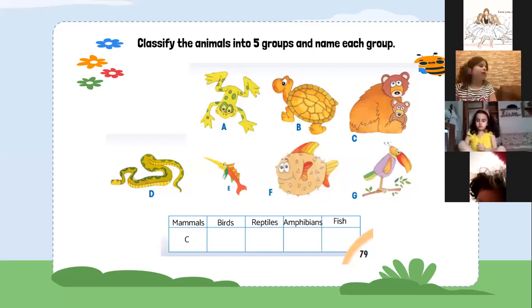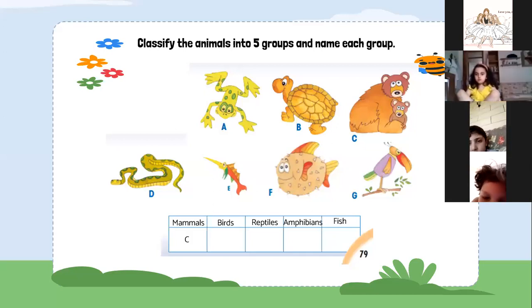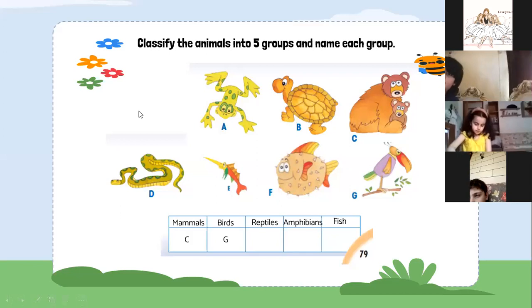Fish. Which letter? F. No, this is a fish. Birds, letter G. It's a parrot. Under the group of reptiles, what should I write? Which letters? B, which is a turtle, and what else? A and D. D is a snake.